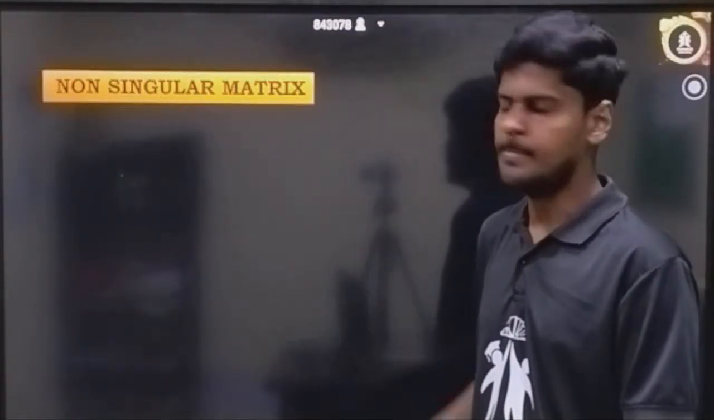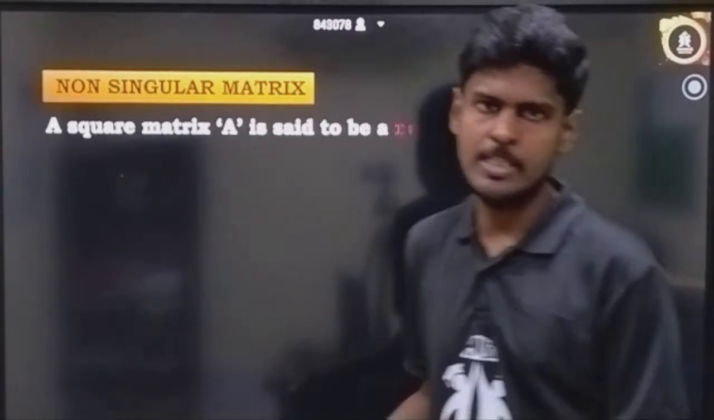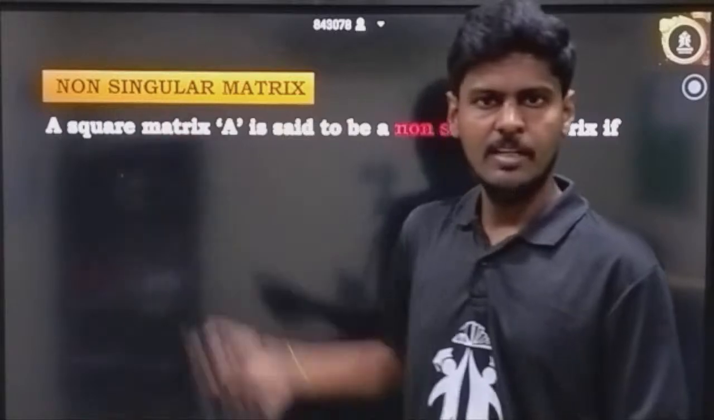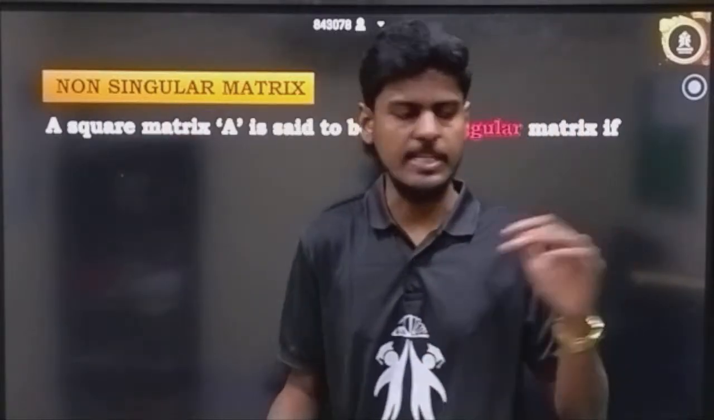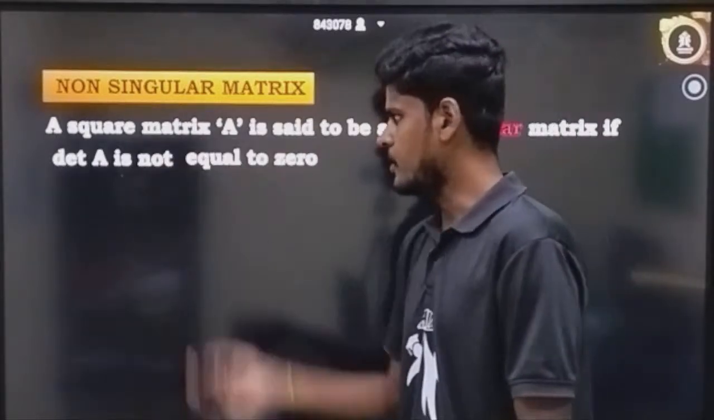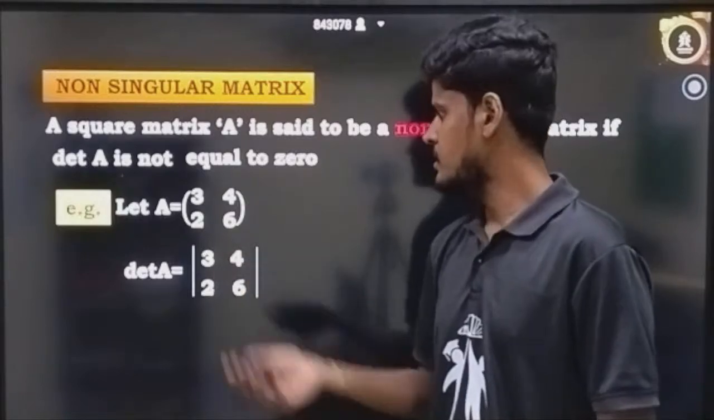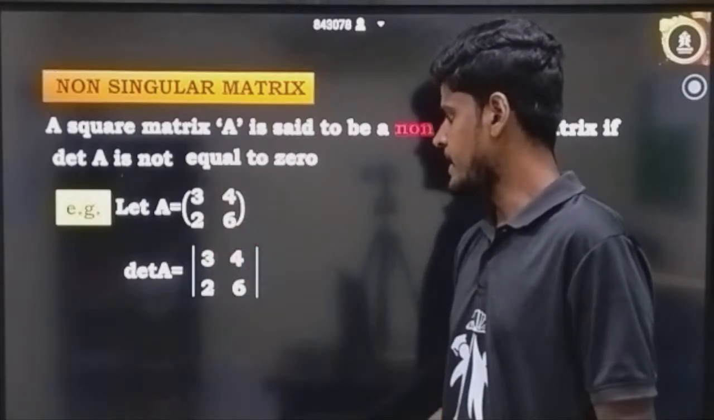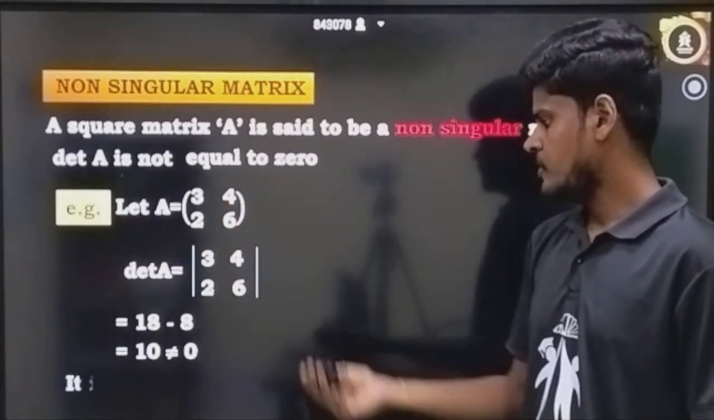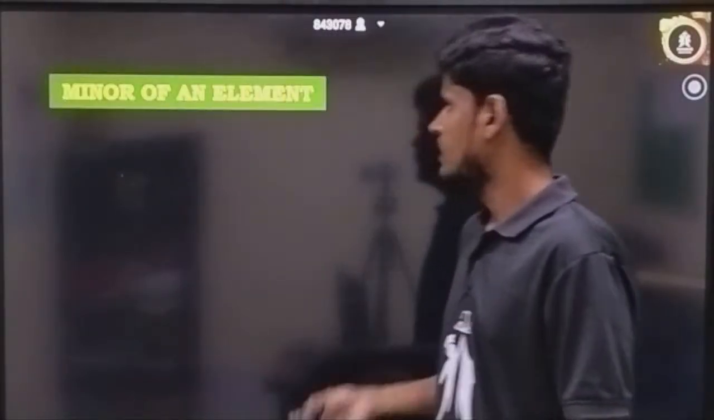Next is non-singular matrix. What is a non-singular matrix? When the determinant is not 0. As simple as that. When the determinant becomes 0, it is a singular matrix. When the determinant is non-zero, it is a non-singular matrix. Determinant A is not equal to 0. For example, we will take another matrix. 3, 6 are 18 minus 8, that is 10, which is not 0. So this matrix is a non-singular matrix.